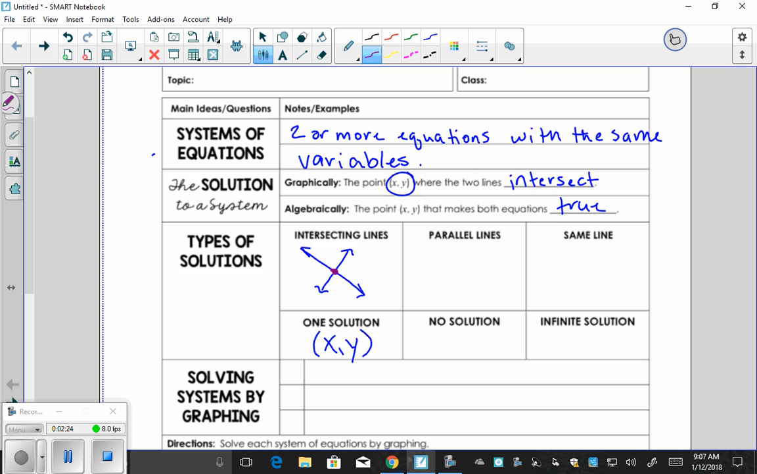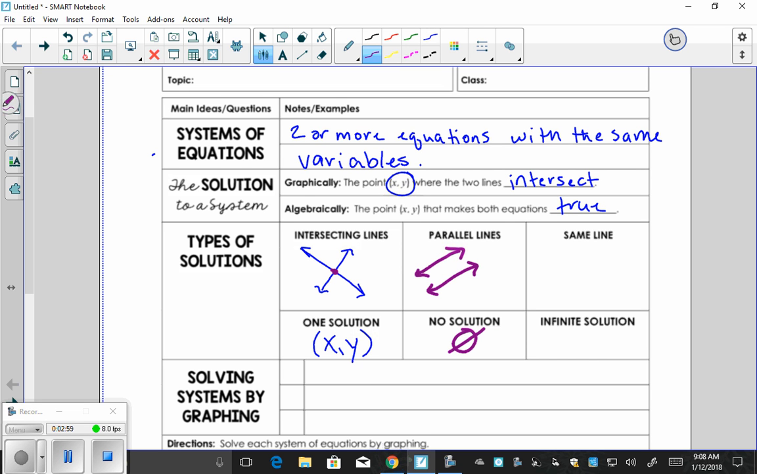Parallel lines, do they ever cross? No. So I'm going to draw two lines that are parallel, which means they never cross. So if they never cross, you have what kind of solution? No solution. This is written with the zero with the line through. Okay? So parallel lines have no solutions.